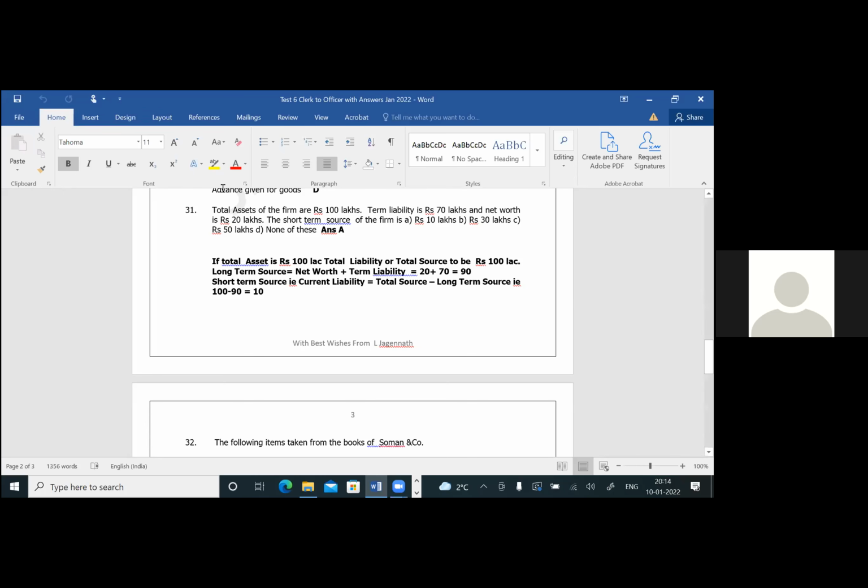Let us see the question. Total assets of the firm is 100 lakhs. Term liability is 70 lakhs and net worth is 20 lakhs. The short-term source of the firm is 10 lakhs. The answer should be A. How is it arrived? If total asset is 100 lakhs, total liability or total source has to be 100 lakhs, correct. What is long-term source? Net worth plus term liability. Net worth is 20, term liability is 70, totally 90. Short-term source, that is current liability, is equal to total source minus long-term source. Long-term source is 90, total source is 100, and 100 minus 90 is equal to 10.